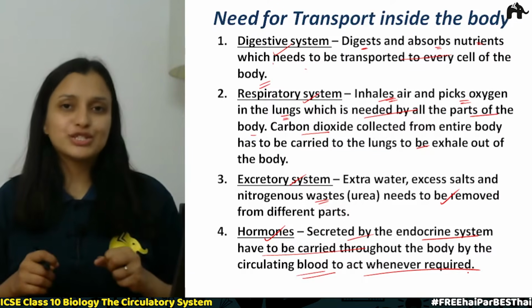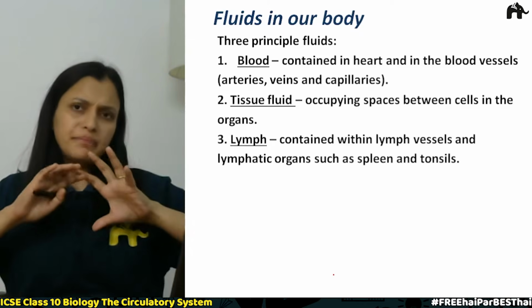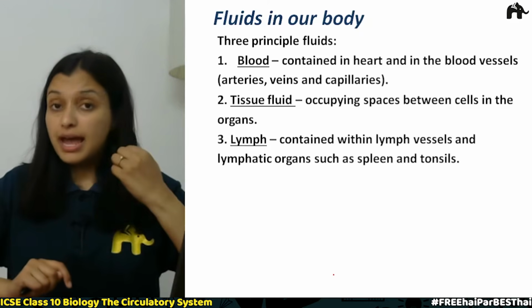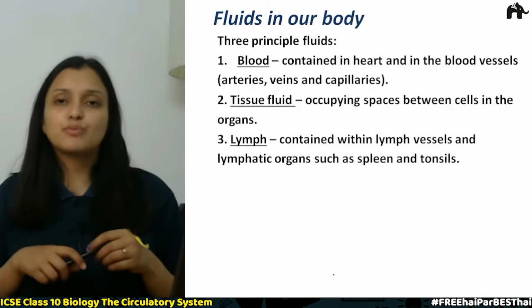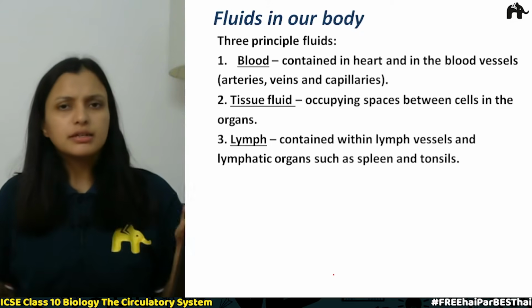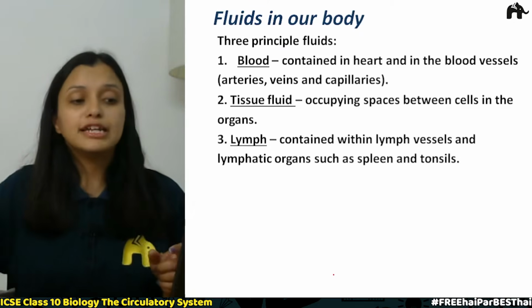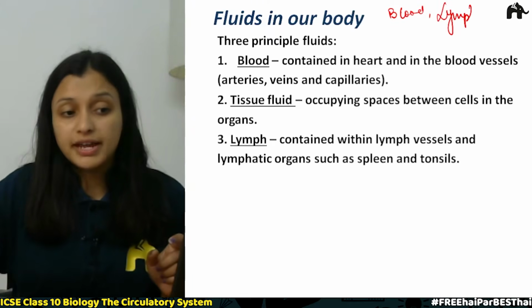So I hope this much is clear. Now the next is the fluids in our body. So basically the two main fluids which help in the transportation of body nutrients, body waste, or others, which actually perform the function of transport, are blood and lymph, right?